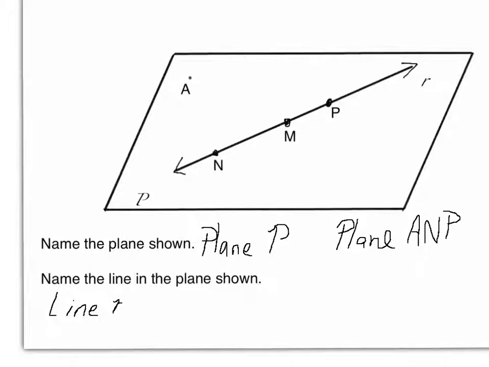Or I can name it with 2 points on the line. Any 2 points. I understand that there's 3 points on this that are drawn on the line, but I only use 2 to name the line. Do not use more than 2. So I could name it NP.